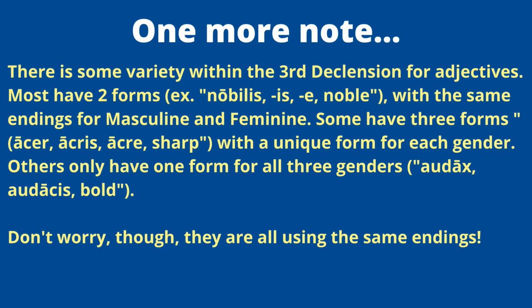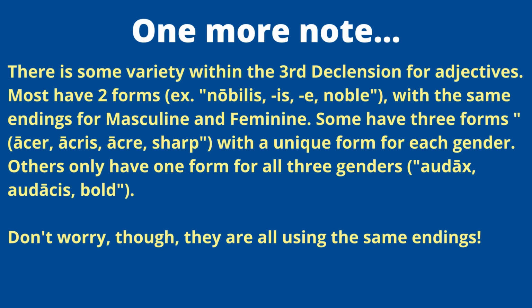One other quick note you want to have is there's actually some variety in third declension adjectives. So most of them have two forms, right? So for instance, I gave you nobilis, and it's nobilis, nobile, which means noble. Right? The masculine and feminine are the exact same thing. So more often than not, masculine and feminine, like I said, are the same thing.